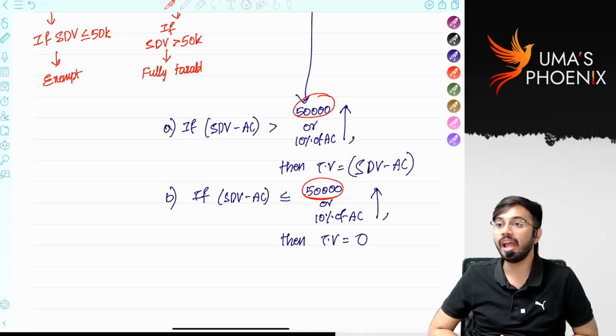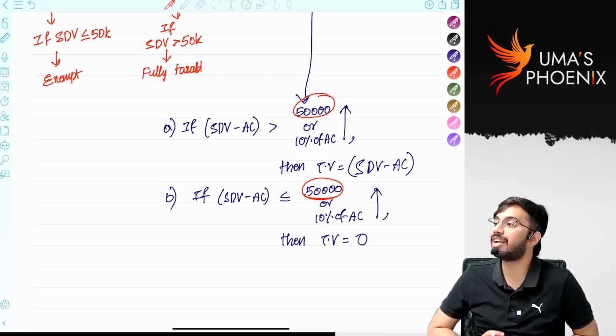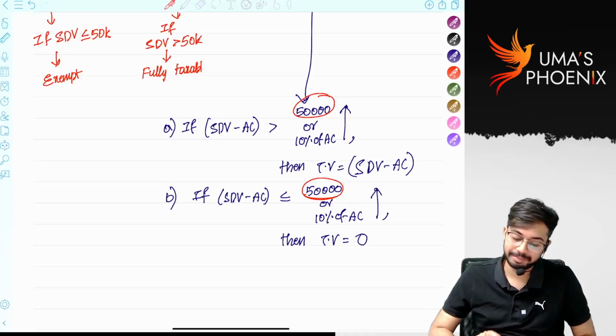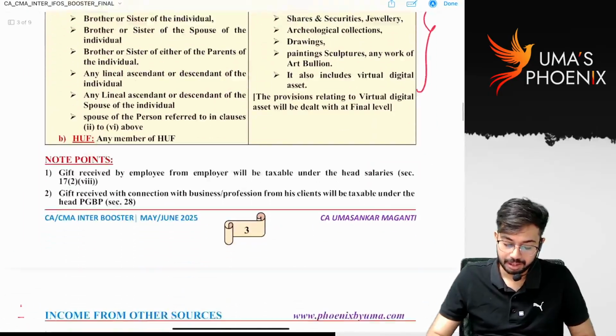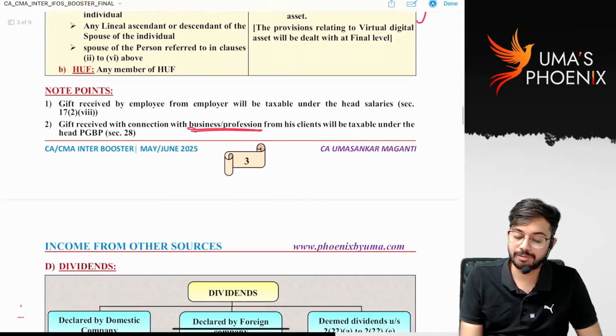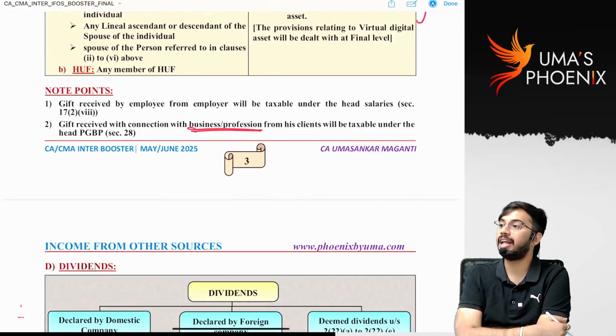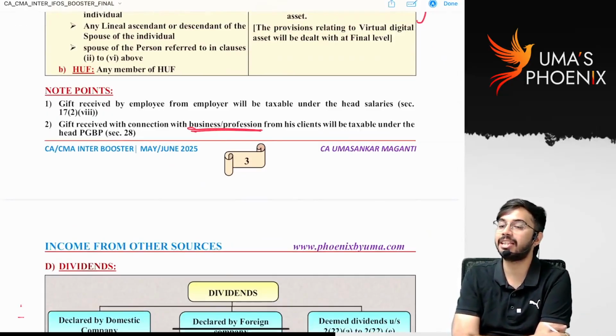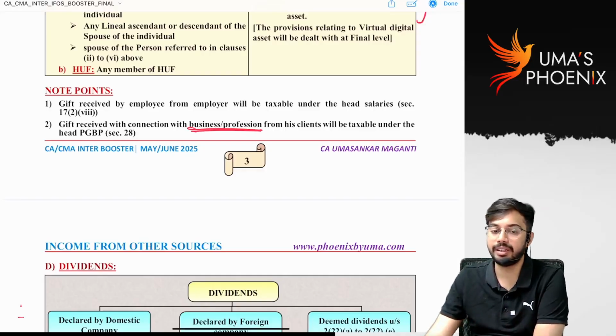Another point, if a gift is received from an employer, it is not taxable under other sources, it is taxable under the head income from salaries. Are you able to understand? And if a gift is received during the course of business or profession, it amounts to perquisite and it is taxable under the head PGBP. Is it clear, everybody?